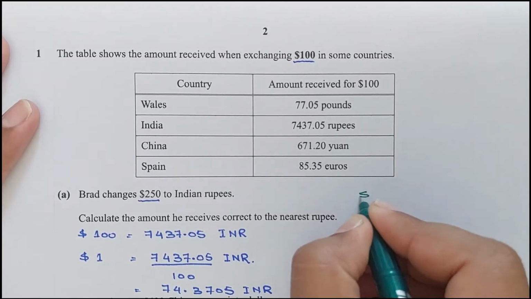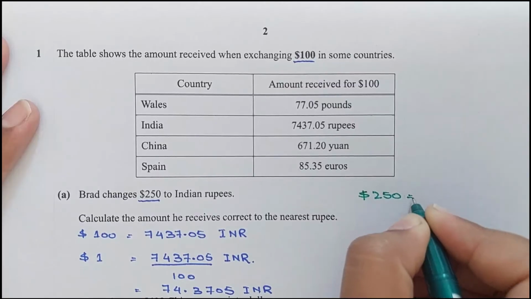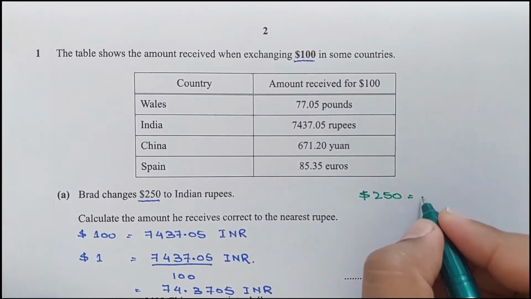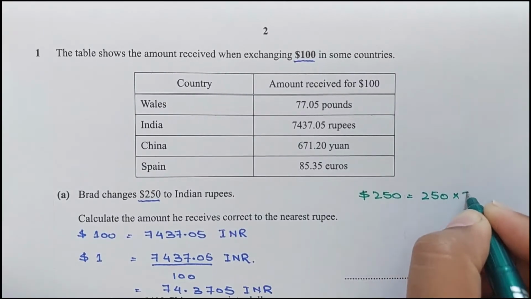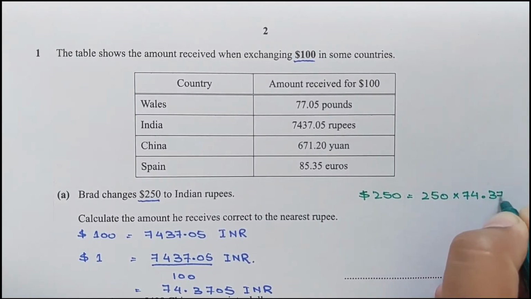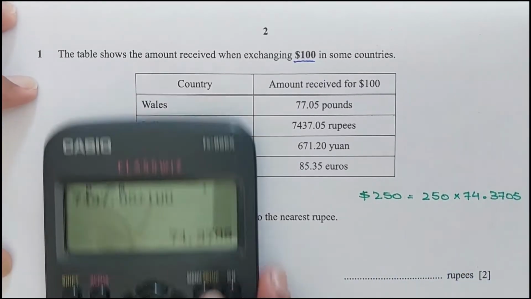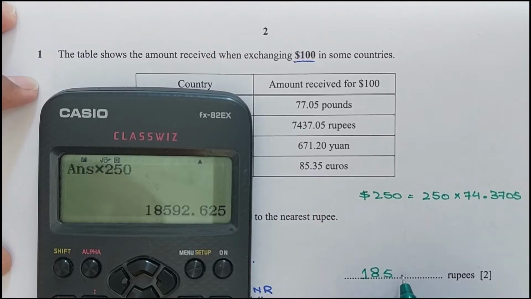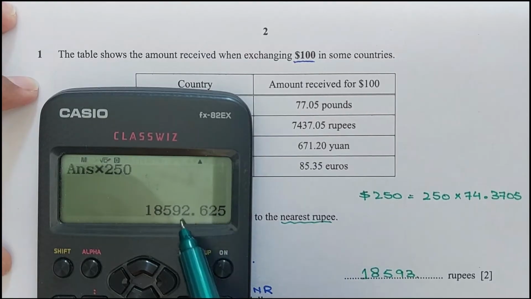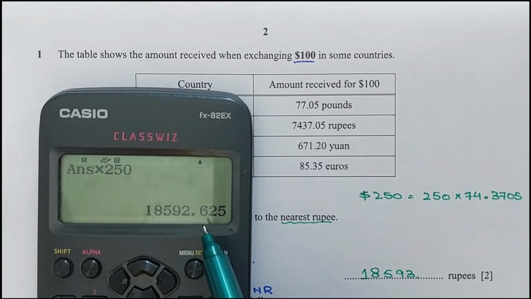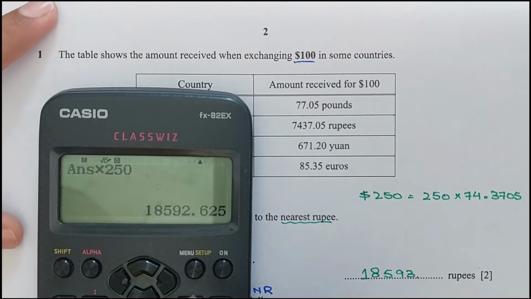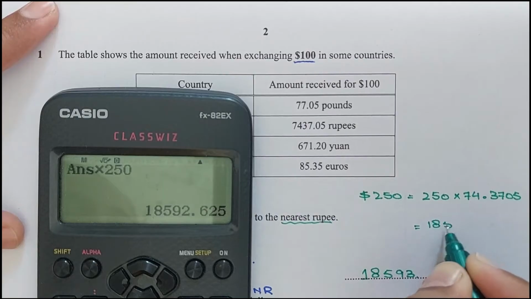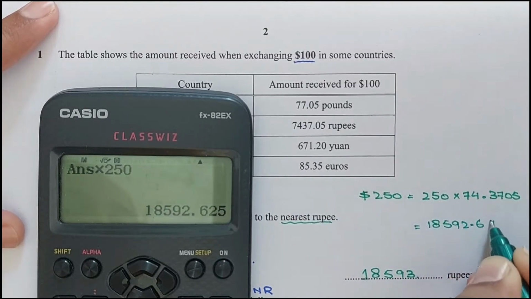Now we have to calculate for $250. What about $250? In terms of Indian rupees, times both sides by 250. So 250 multiplied by 74.3705, this much Indian rupees times 250, which is 18,592.6. We have to find the answer correct to the nearest rupee, so we round up because the 6 is more than 5: 18,593 Indian rupees.